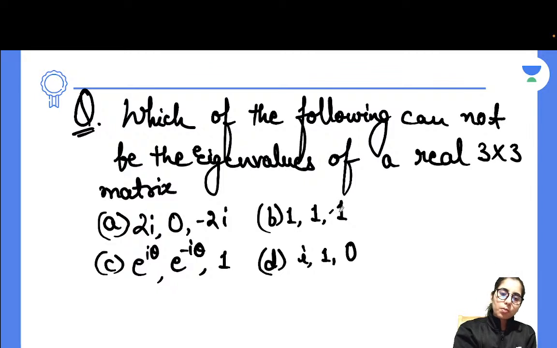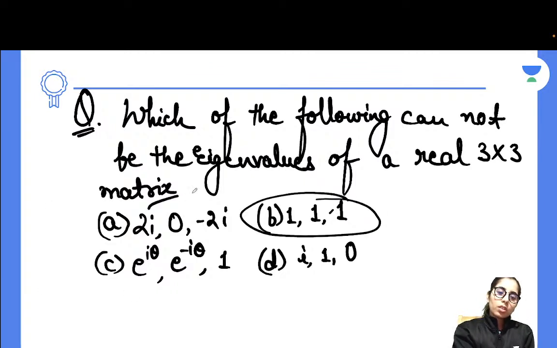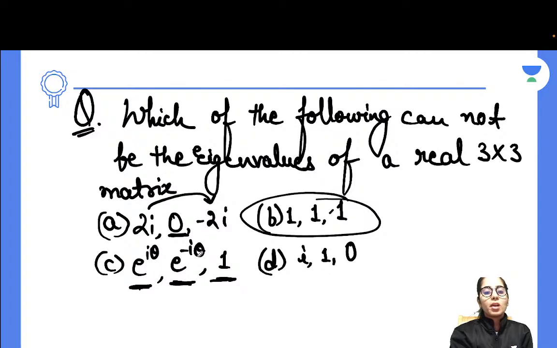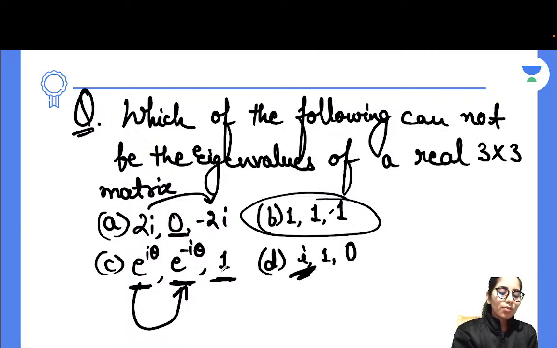If you see, option B shows purely real values, an imaginary value with its complex conjugate, and 0. So it is possible: iota, its complex conjugate, and a purely real value like 0 or 1. But whenever an imaginary value is there, its complex conjugate must be present. In A and C, its complex conjugate is not present. So for any real matrix, if an imaginary term is present, its complex conjugate must be there. If it is not, then it cannot be a possible eigenvalue set for a real matrix. Hence option D is the correct one.